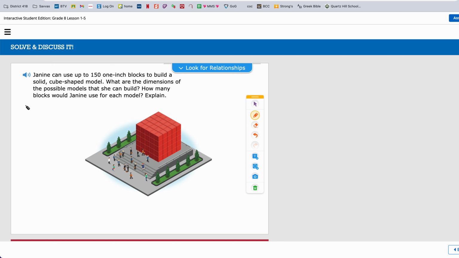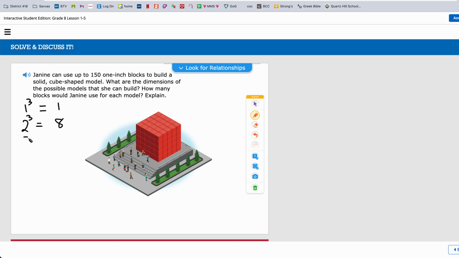So if she starts by thinking, I can do 1 cubed, what is 1 cubed? It's 1. So if I do 1 cubed, I would just need 1 block. With 1 block, she can model her building, and it's a cube shape. It's kind of boring, kind of small, kind of pointless, but she can do it that way. She also can think, well, maybe I'll do 2 cubed. So that's a 2 by 2 by 2 cube. How many blocks would that take? 8. There you go, 8.